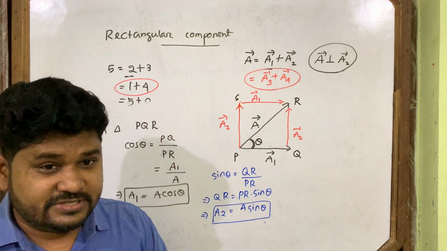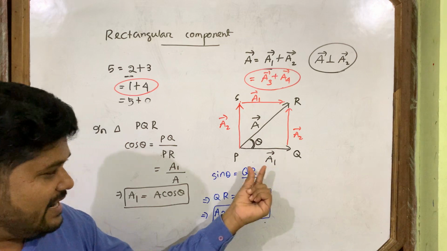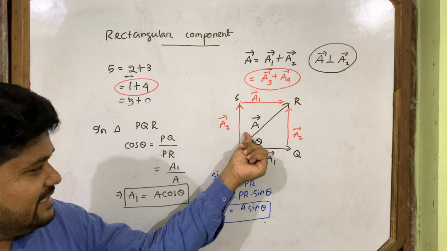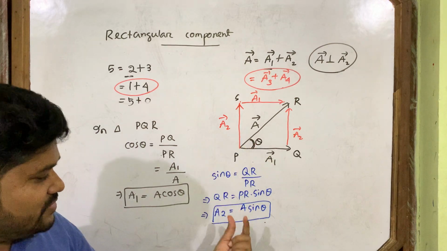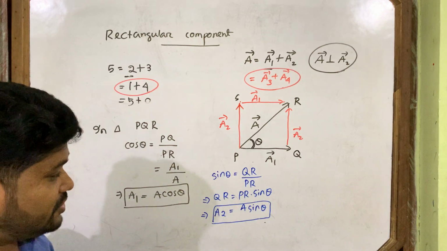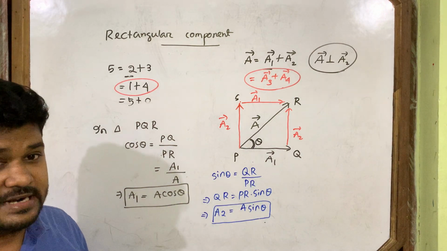I hope you remember this trick. The component to which theta is in contact, you write as A cos theta. The side to which theta is not in contact, you write as A sin theta. So this is about how we divide a vector into rectangular components.